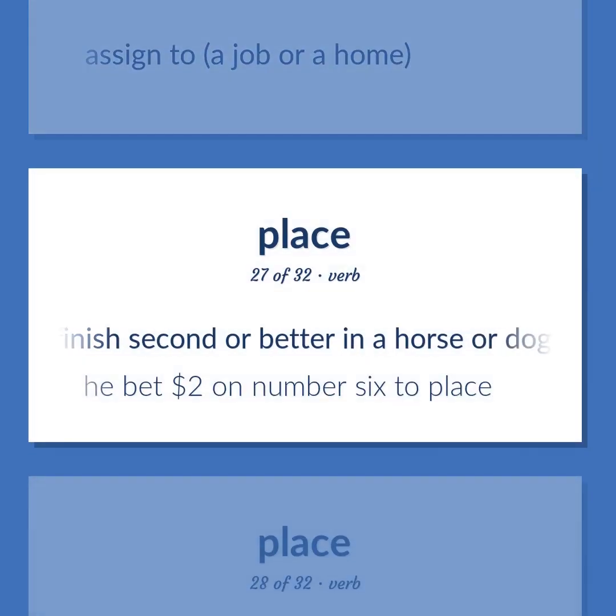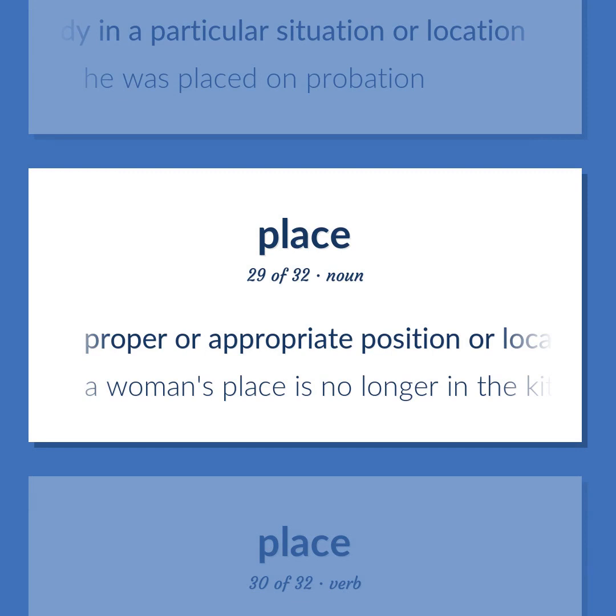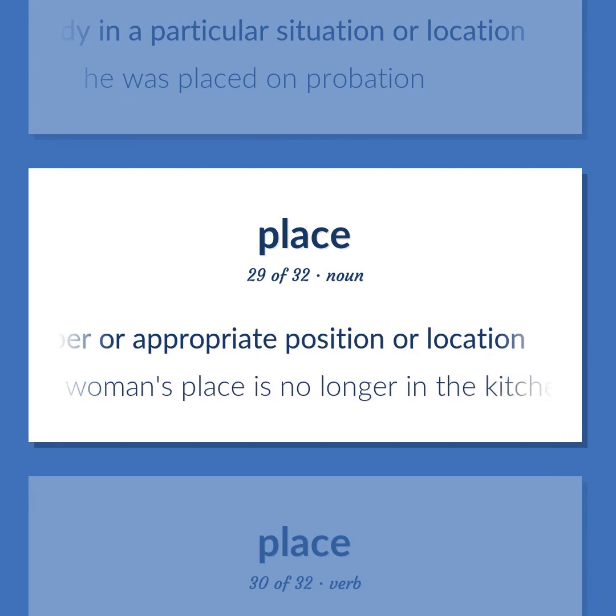Finish second or better in a horse or dog race. He bet $2 on number 6 to place. Place somebody in a particular situation or location. He was placed on probation. Proper or appropriate position or location. A woman's place is no longer in the kitchen.